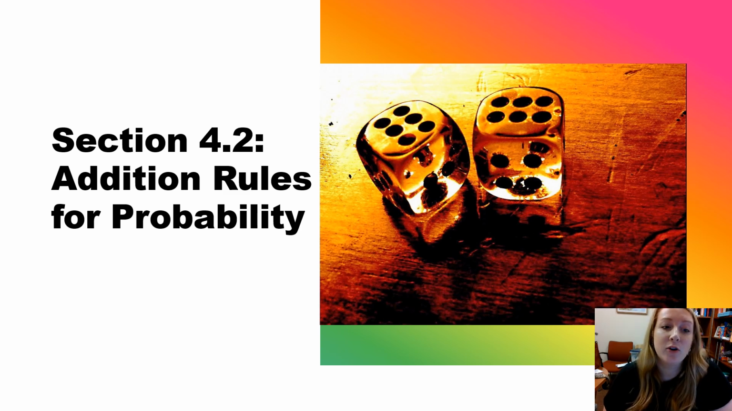Today in this video we are going to be going over section 4.2, which is called Addition Rules for Probability. We're going to get a couple of definitions and then one formula in this section. So make sure that you have something to write with so that you can write that stuff down.